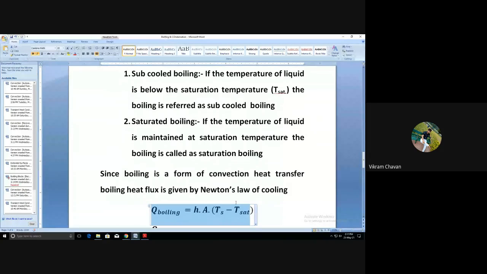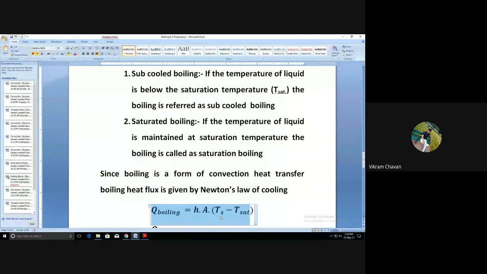If you are using a heater to heat or boil a liquid, then the surface temperature of that heater will be considered as T suffix S, and the boiling will start when the liquid attains its saturation temperature. The heat transfer during boiling we get at the saturation temperature only. For that reason, we have taken the difference between the surface temperature and the saturation temperature.